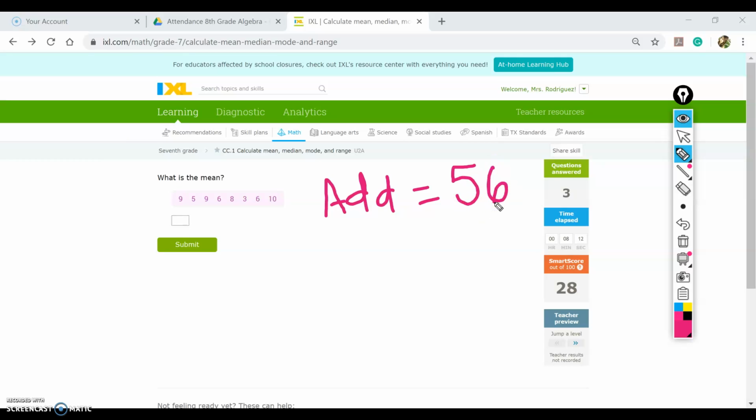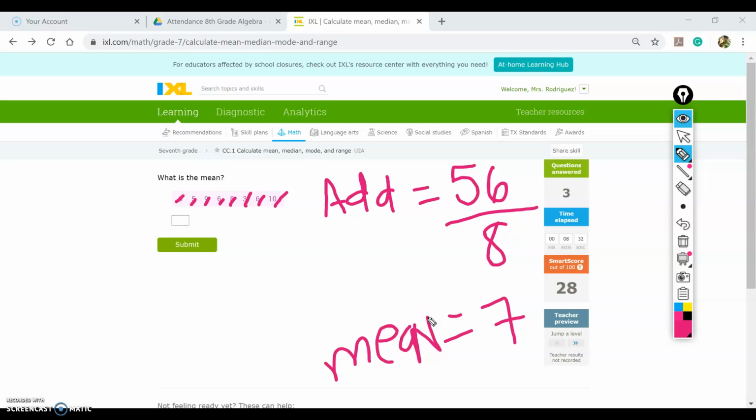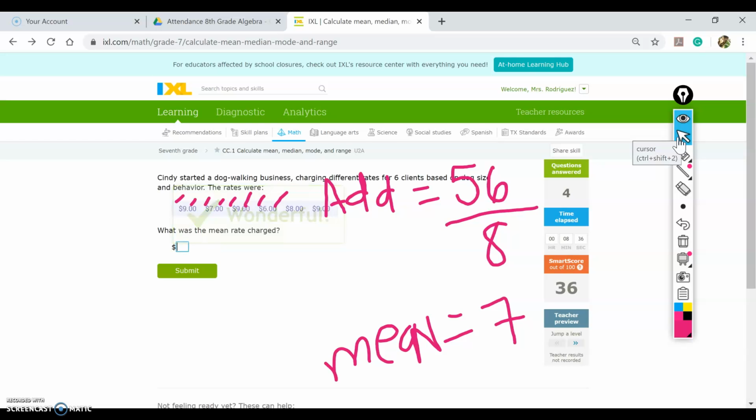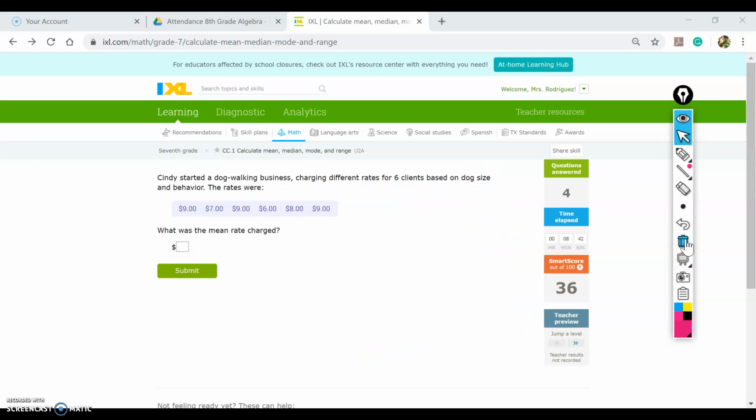Now that's just a part of it. Then I need to divide by the number of numbers I added. In this case it's 1, 2, 3, 4, 5, 6, 7, 8. So I need to divide by 8. If I divide 56 by 8, I would get 7. So the mean is 7. Let's go here. Mean is 7. And there you go. I'm going to do 2 more and then we'll continue with the next skill.